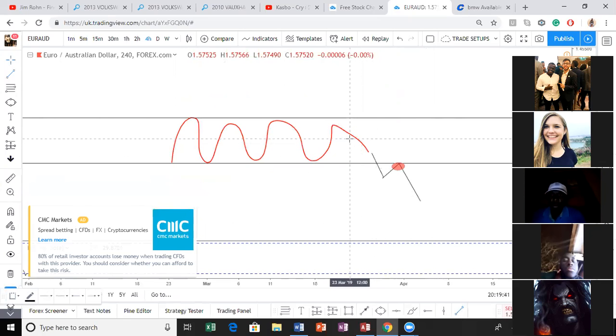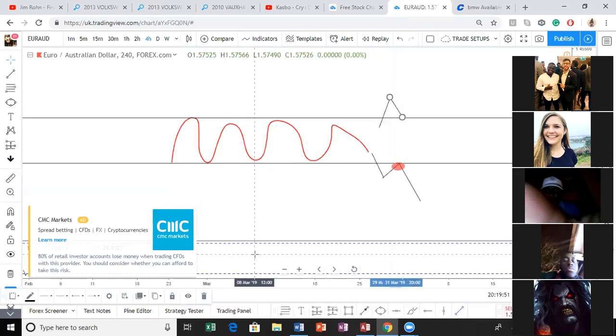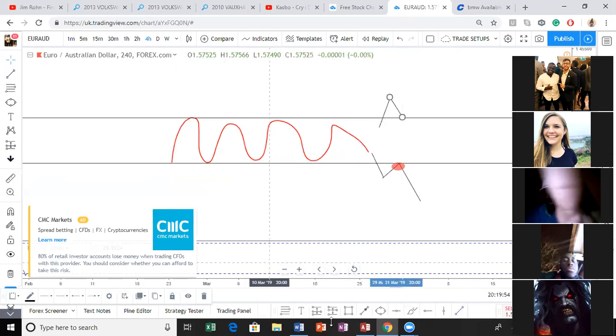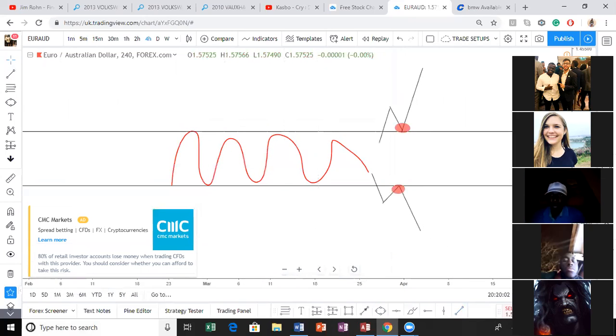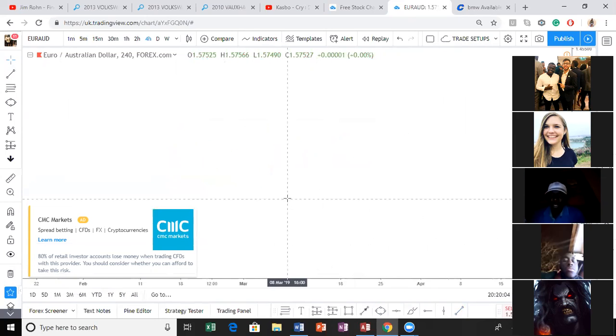You have to be patient and wait for price to break through either at the upside or the downside. So as soon as the price breaks through the upside, great. What do you do? You wait for a retest. I hope what I'm doing makes sense. You wait for a retest and then you buy into the market. So that is going to be your entry. Okay, I'll show you how it looks on the chart.